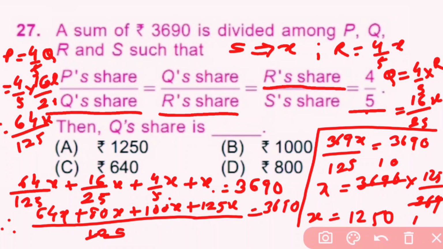Q share is 16 by 25 into 1250. So 25 ones are 25, 25 5s are 125 and 0. 16 into 50. 16 into 50 means 16 5s are 80 and 0, so 800. Here Q share is 800. D is the correct answer.